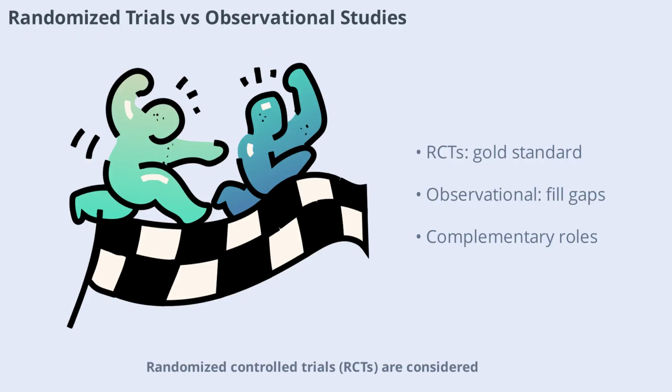Randomized controlled trials, RCTs, are considered the gold standard for establishing causality, but they are not always possible. Observational studies like cohort and case control designs fill important gaps, allowing researchers to study exposures that cannot be randomized, such as smoking or environmental factors. Each design has its place in the broader landscape of clinical research.